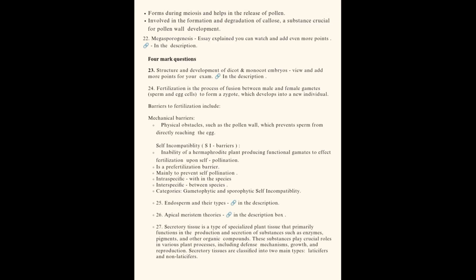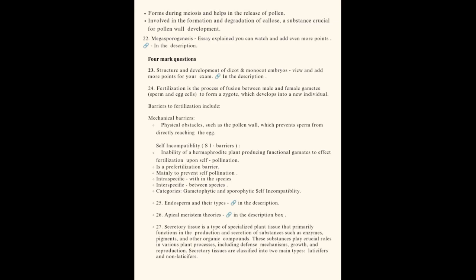24. Fertilization is the process of fusion between male and female gametes, sperm and egg cells, to form a zygote, which develops into a new individual. Barriers to fertilization include mechanical barriers, physical obstacles such as the pollen wall, which prevents sperm from directly reaching the egg.